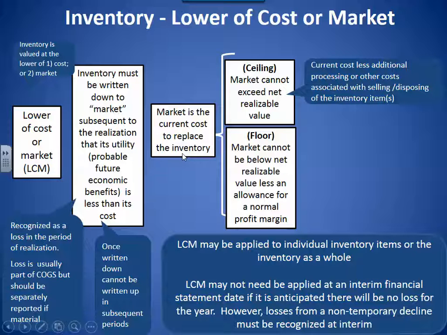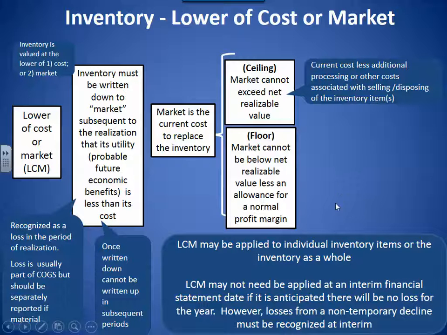Now, there's a ceiling and a floor to market, and the ceiling is market cannot exceed net realizable value, which is our current cost less additional processing or other costs associated with selling or disposing of the inventory items. There's also a floor. Market cannot be below net realizable value less an allowance for a normal profit margin.